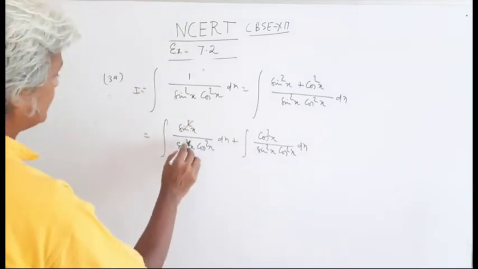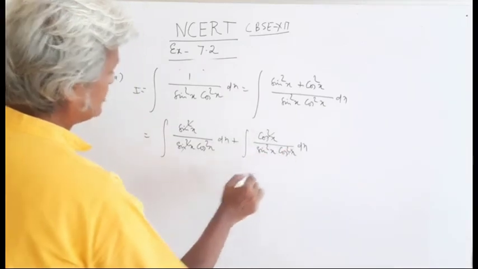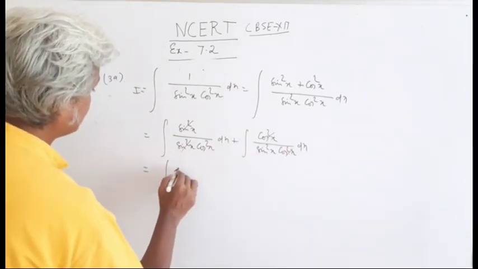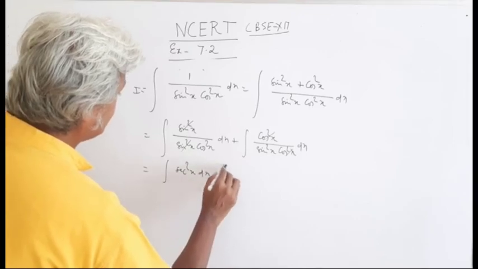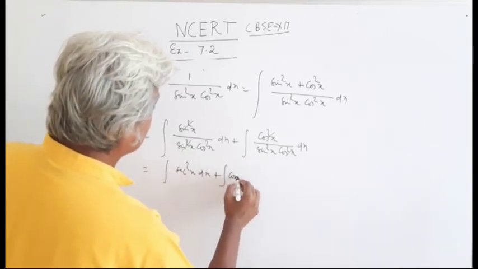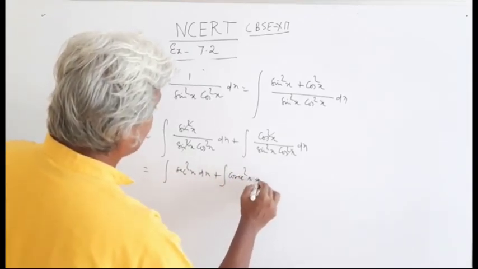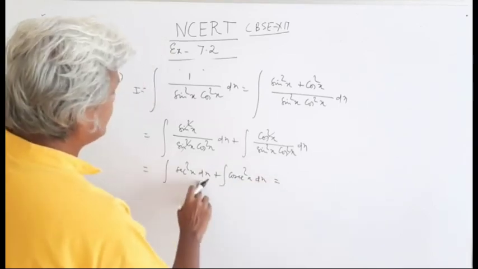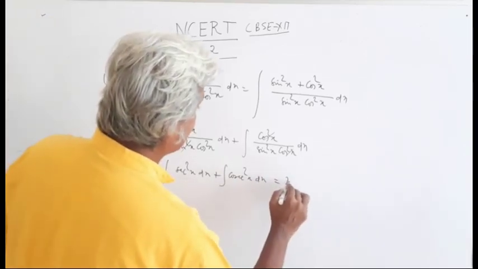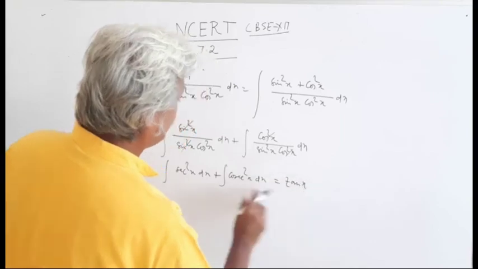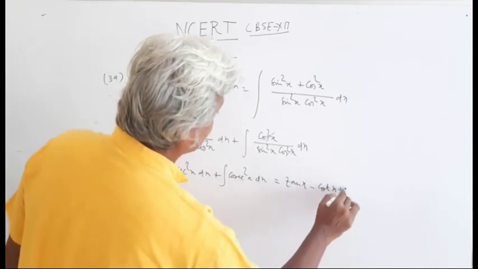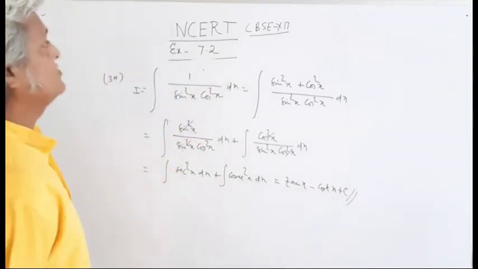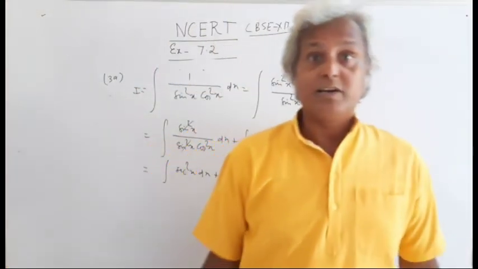So sine square cancels, cos square cancels. 1 over cos square x is sec square x dx, plus integration of cosec square x dx. The integration of sec square x is tan x, and the integration of cosec square x is minus cot x plus c. This is the end of this chapter. So this is 7.2 ended.